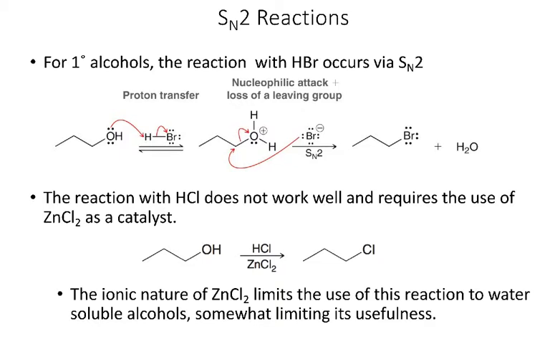It turns out for primary alkyl halides, this reaction doesn't work very well with HCl, so it works fine with HBr. For HCl, it requires using zinc chloride as a catalyst. However, due to the ionic nature of zinc chloride, this limits use of this reaction to cases where the alcohol is water soluble. So it only works with small numbers of carbon atoms, and so that limits its usefulness somewhat.